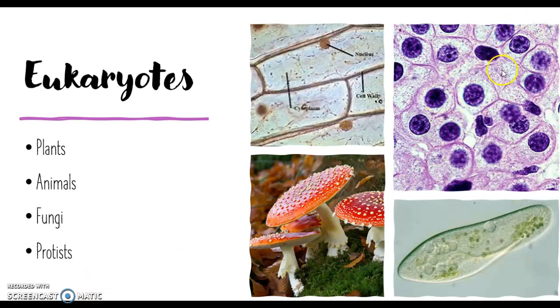Here we have a skin cell, and you can see the border here. That's the cell membrane. You can see the nucleus here, so this is an animal cell. Over here, this is a plant cell, and I know it's a plant cell because it has a cell wall. You can see how thick it is, okay? The cell wall. We have here fungus, okay? We have mushrooms or fungus. And then we have a single cell organism called a planaria. This is a protist. So as you can see, we have 4 examples of eukaryotes.